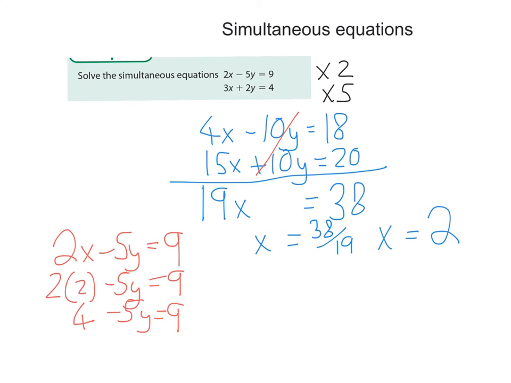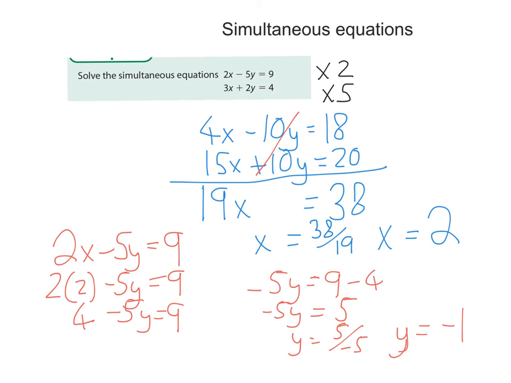Now I want to bring all my numbers over to the right hand side. So minus 5y is equal to 9. The 4 comes over and becomes a minus 4. Now let's do minus 5y is equal to 5. How do I get what y is? 5 divided by minus 5. So y is minus 1. And that's us finished there.